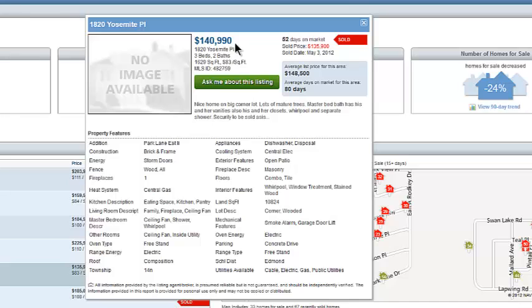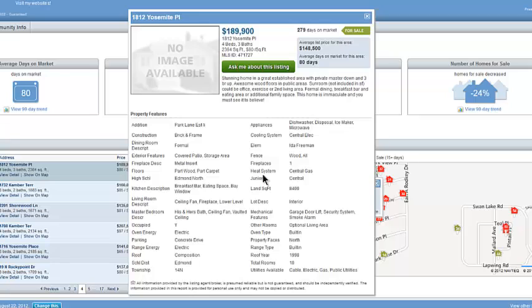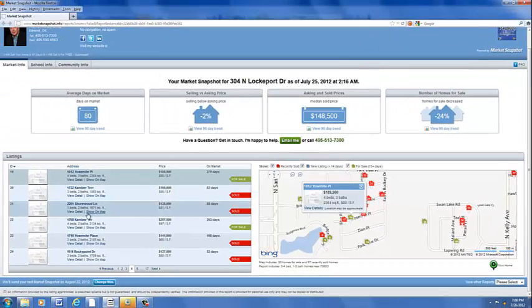It's listed for $149.9, and it's sold in 52 days, for $135.9, and here's some information about the specific property. Clicking on the green ones will give you information about listings. Again, same type of information here. It's listed for $189.9. It's been on the market for 279 days. So you can get quite a bit of information about these properties.